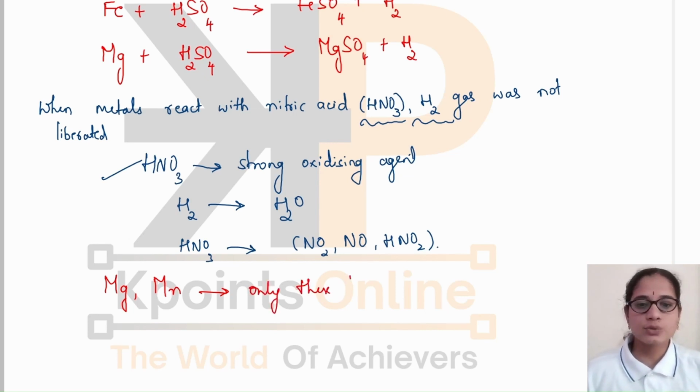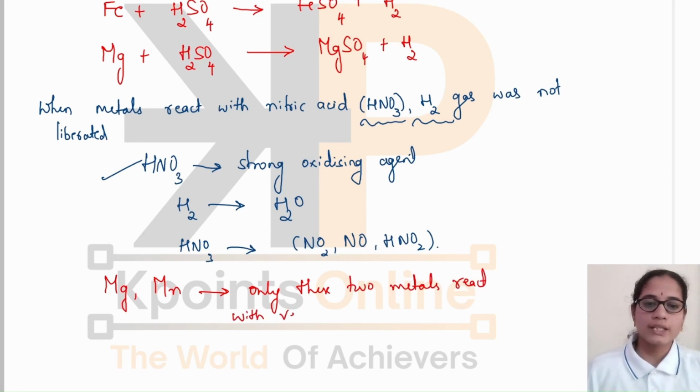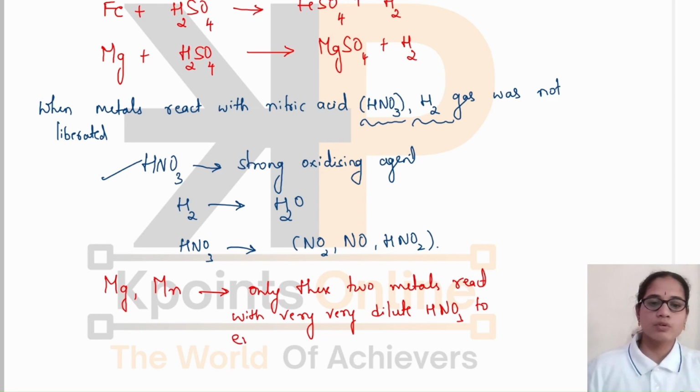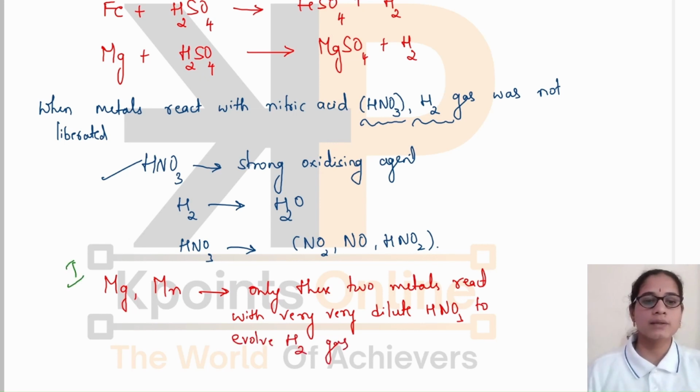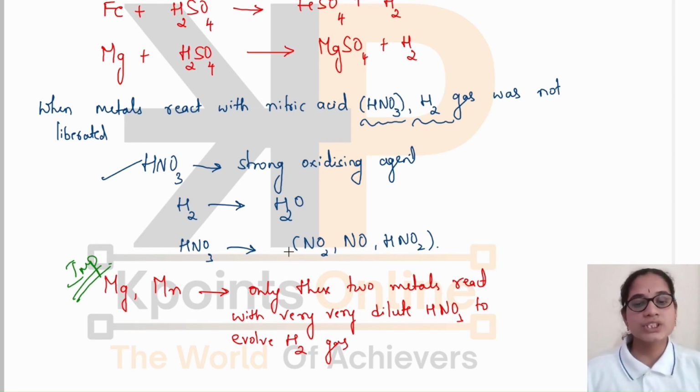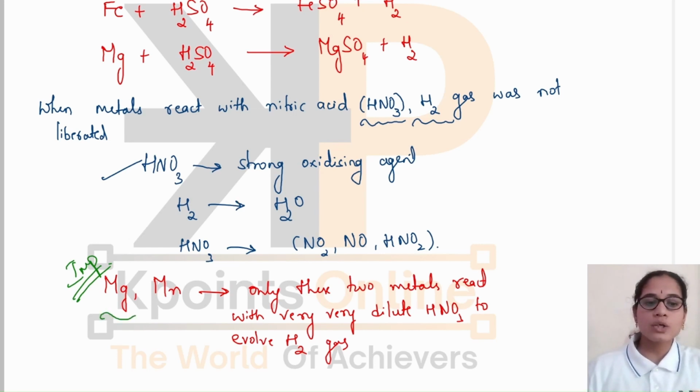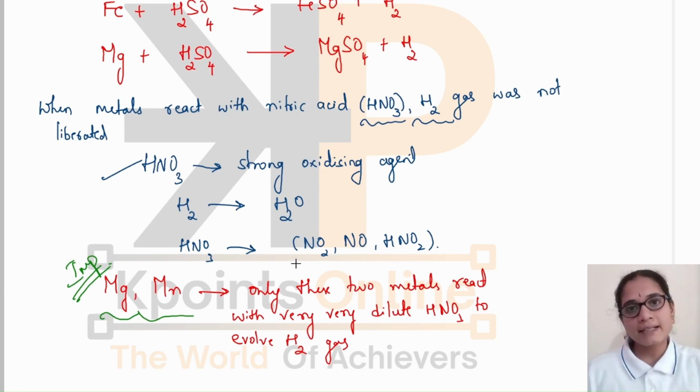Only these two metals react with very dilute nitric acid to evolve hydrogen gas. You should remember these exceptions. Okay, which are the only metals which react with nitric acid to evolve hydrogen? It is true that all the metals, which we have seen here, will react with nitric acid, but they do not produce hydrogen during the reaction. But these are the only two metals which will liberate hydrogen during the reaction with nitric acid.